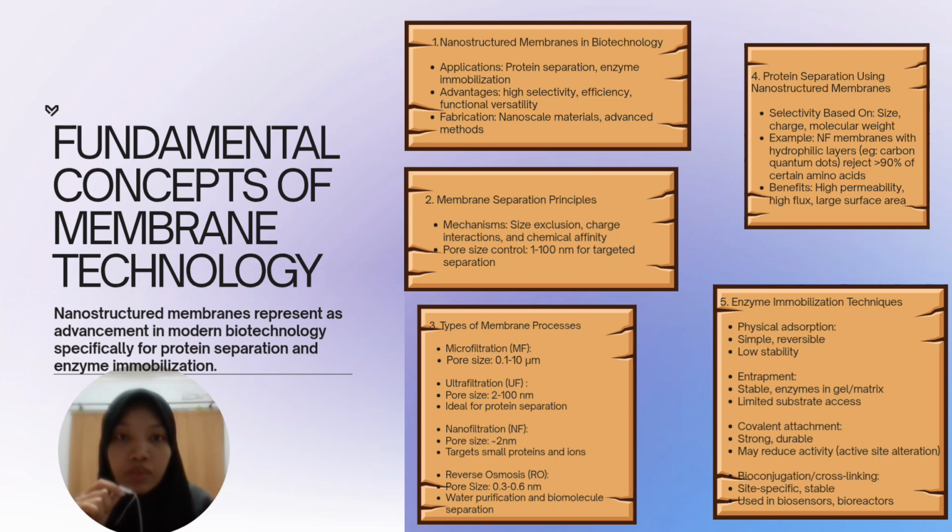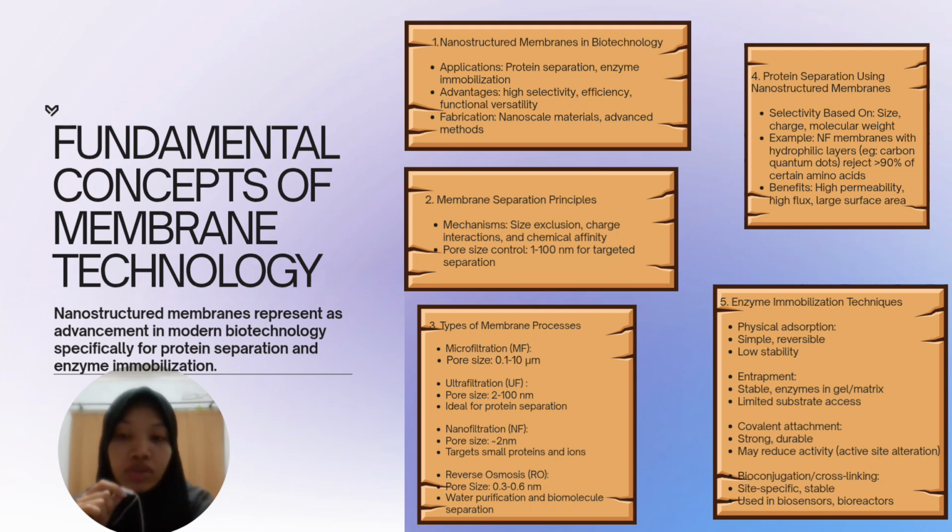Second is membrane separation principle. Mechanism is size exclusion, charge interaction, and chemical affinity. And next is pore size control, which is around 1 to 100 nanometer for targeted separation. And third is types of membrane process, which is first microfiltration, MF, process around 0.1 to 10 micrometer.